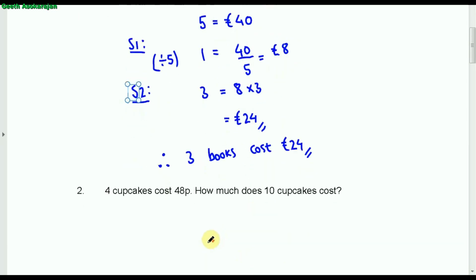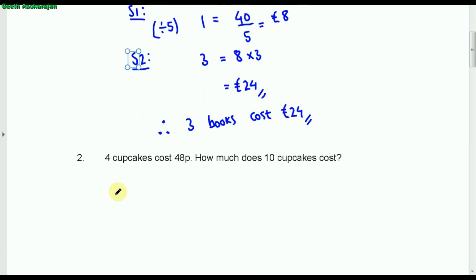Right, let's have a go at another question, number 2. So number 2, 4 cupcakes cost 48p. How much does 10 cupcakes cost? So first of all, let's write this down mathematically. So 4 cupcakes costs 48 pence.